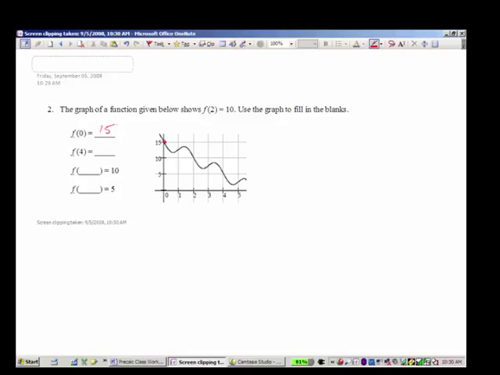Keith, calling someone for the next one. F of 4. Peter. Do you want to be called on? Sure. All right, Peter. F of 4. 5. People in agreement with that? You feel all right? Good. 4 is the input. You get 5 out.